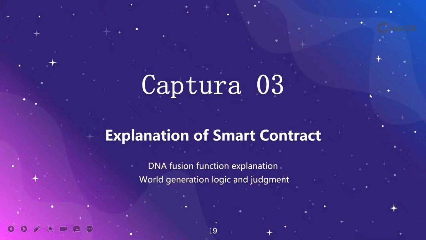Okay, so after we introduce the front end of cell evolution, we can start some introduction of the smart contract of the cell evolution. When we use the smart contract in the cell evolution, it mainly achieves the DNA fusion function and the world generation logic and judgment, like when the world will be destroyed, how to create a new world, and how to store the world data.